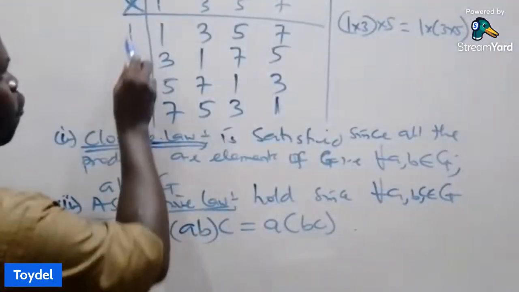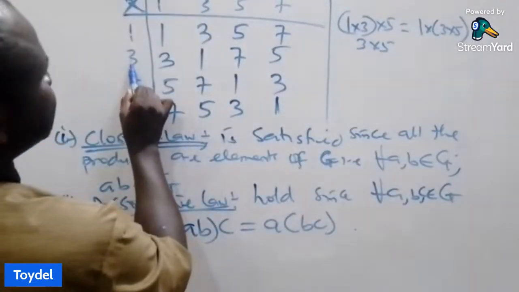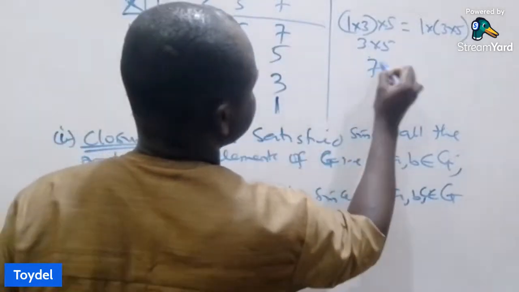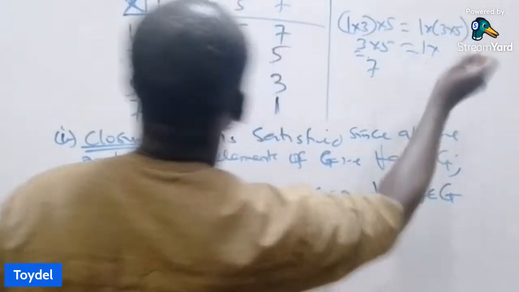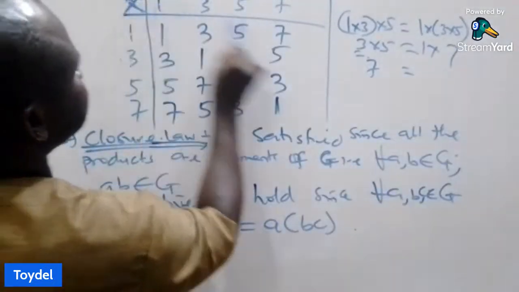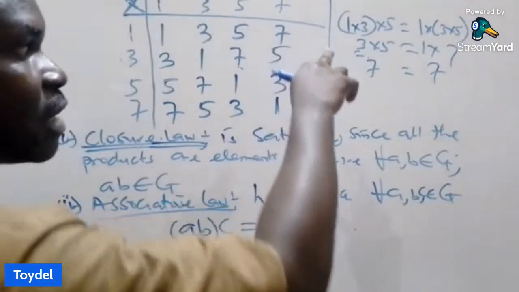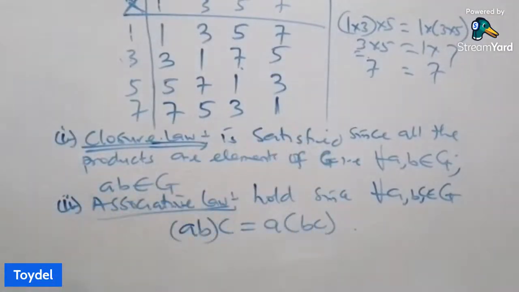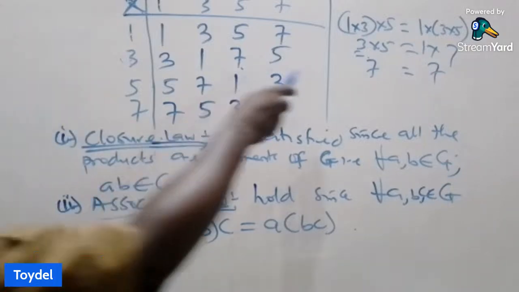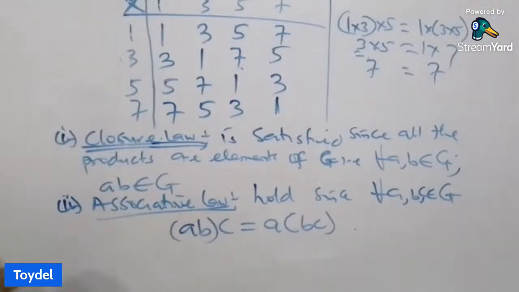Let's check. 1 times 3 is 3. 3 times 5 is 7. So now let's check it out here. 1 multiplied by, what is 3 times 5 here? 3 multiplied by 5 is 7. Then what is 1 times 7? 1 times 7 is 7. So pick any element here. Take the first two and relate it with the third, or take the last two and relate it with the first one. You realize that you are still going to get the same answer. So since that holds, we can conclude that the associative law holds. That's the second property to check under a group.